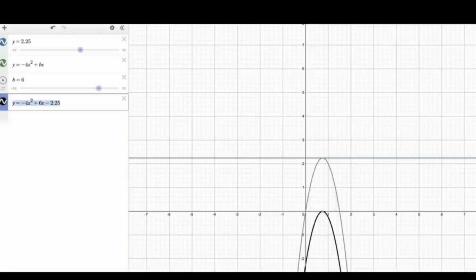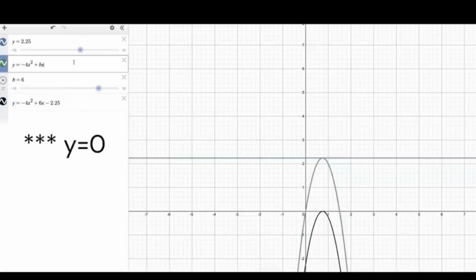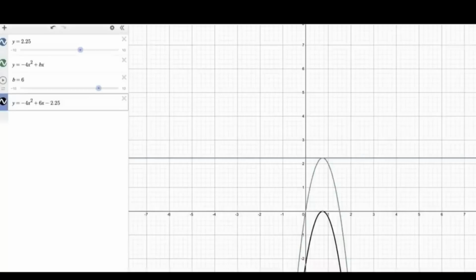But this equation right here is the exact same thing. The black one is the exact same thing as the green one, except that there was a different constant, right? There was no constant up here in the green one, whereas this one was just shifted down 2.25 units. So in reality, we know that what we're doing is we're treating that y equals 2.25 line as y equals 0. In this case, with the green one, the y equals 2.25, the one solution was just there, right, at the vertex. Whereas for the black one, it's the same thing, right?